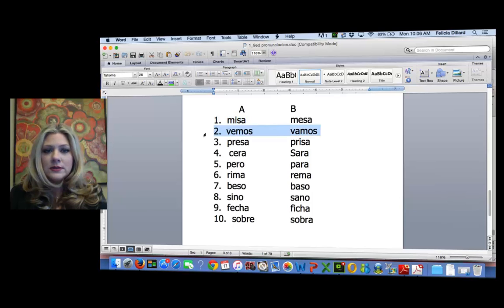Número 2, vemos. Vemos. And it's A, vemos. This is pronounced vamos. Vamos. Número 3, prisa. Prisa. And this is prisa. This is presa. Número 4, cera. Cera. And this is cera. This is Sara. Sara.